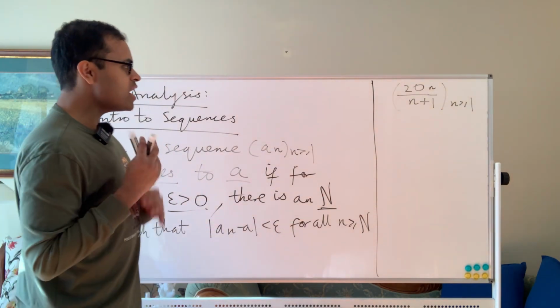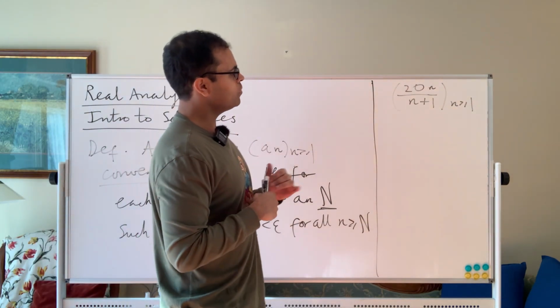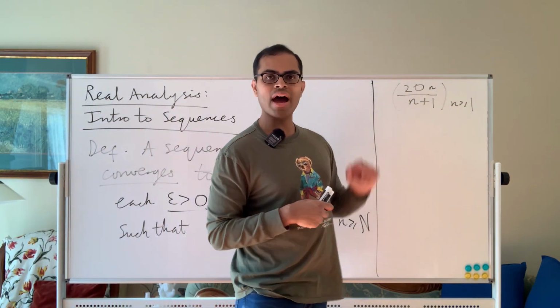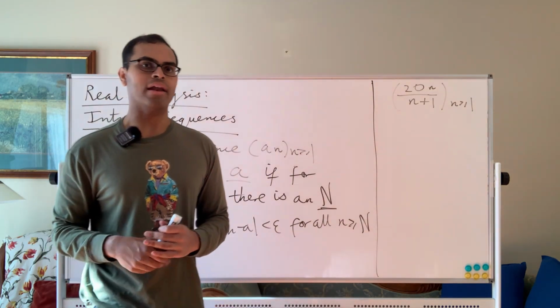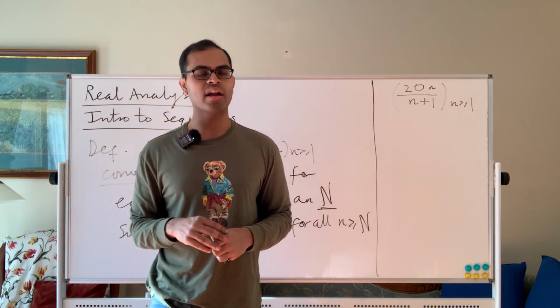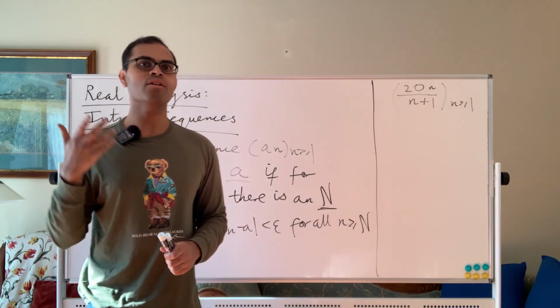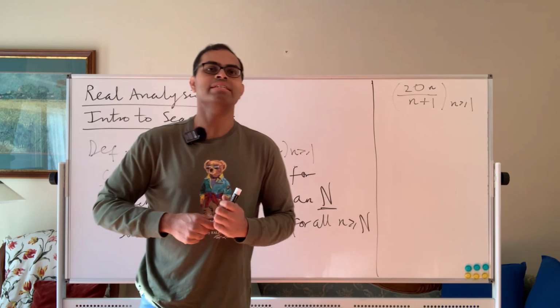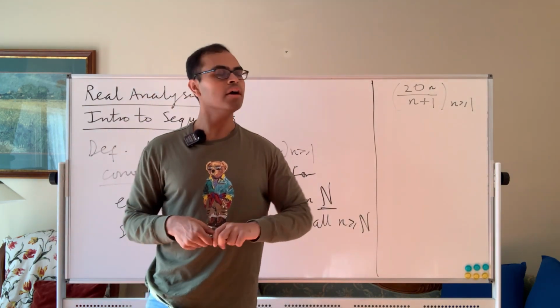So first we have to use our intuition. What does our intuition tell us? Well, if we think about n over n plus 1, then as n gets larger and larger, n over n plus 1 gets closer and closer to 1. 10 over 11 is pretty close to 1. 100 over 101 is very close to 1. 1 billion over 1 billion and 1 is basically almost 1. It never reaches 1, but it's pretty close to 1.